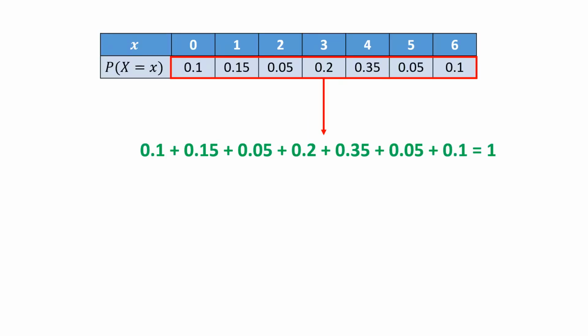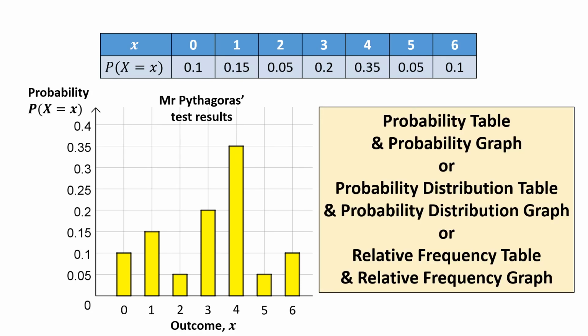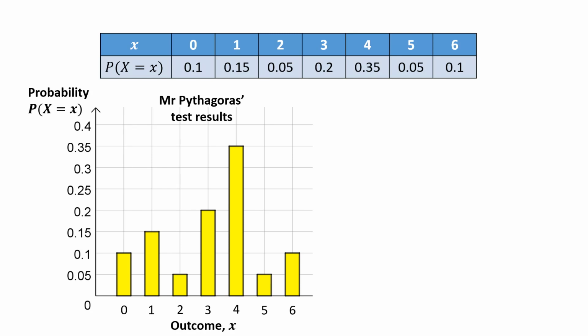Now, it's useful to quickly add up the probabilities to make sure they add up to 100% to check the table is correct. Okay, so here is our probability distribution graph from the table. So it's called a probability table or graph, a probability distribution table or graph, or relative frequency table or graph, different names. Okay, so can you see that the probability of scoring 3 is 0.2. 20% of students scored 3 in the test. The probability of getting 5 in the test is 0.05. 5% of the students scored 5.